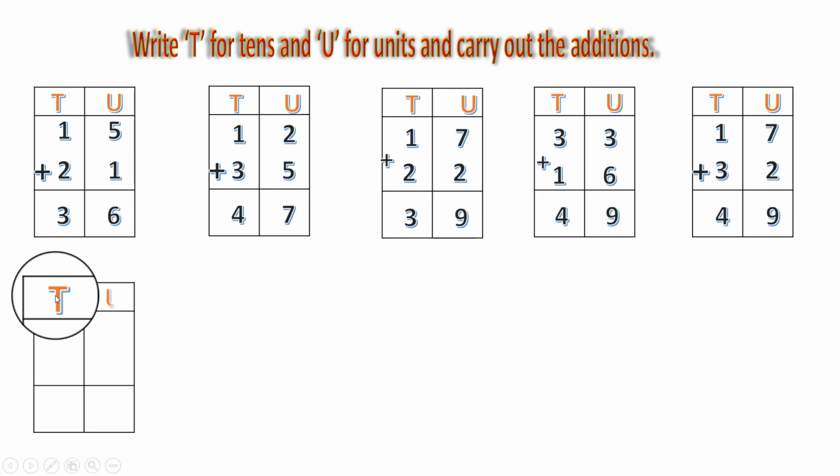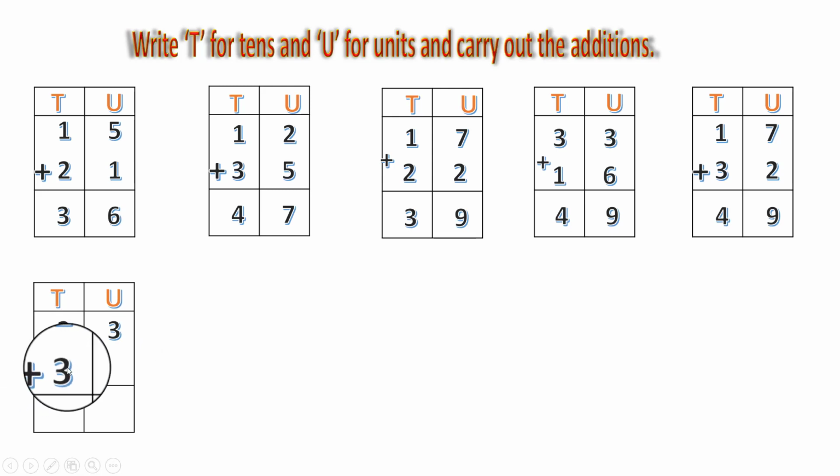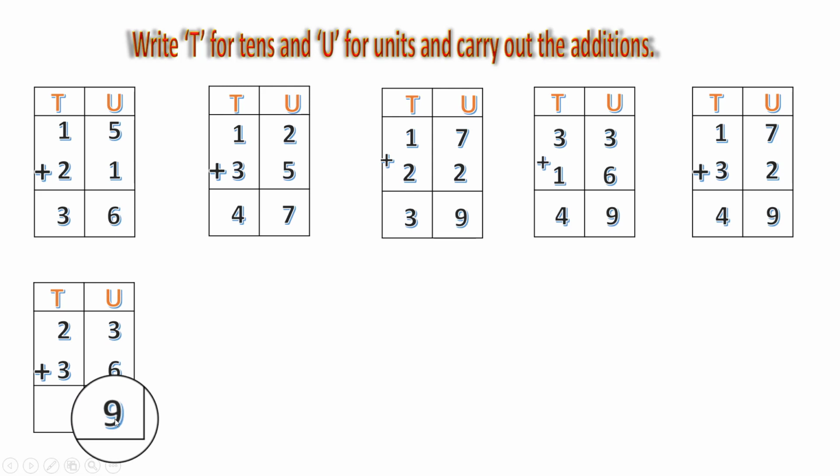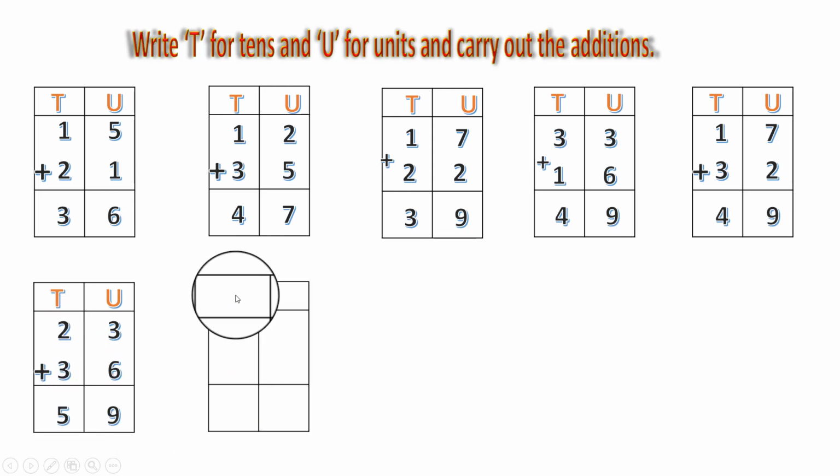T for tens and U for units. 2 tens and 3 units plus 3 tens and 6 units. 3 and 6 makes 9, and 2 and 3 makes 5.